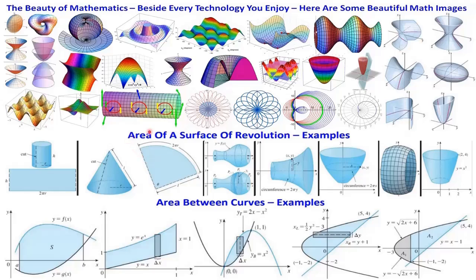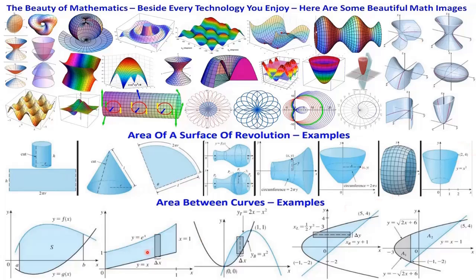Then I have here area of surface of revolution examples. So for example, here you have a cylinder. So when you cut this, the surface area of the cylinder is simply just the area of this rectangle. Okay.